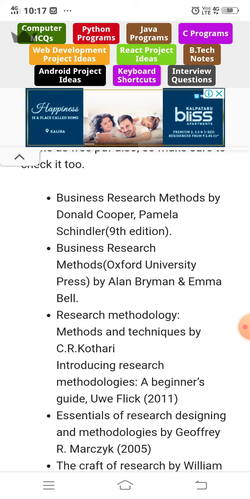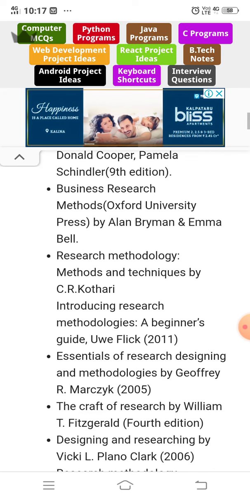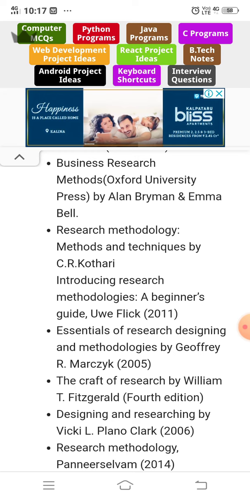The first is Business Research Methods by Donald Cooper and Pamela Schindler. Second is Business Research Methods by Alan Bryman and Emma Bell. Third is Research Methodology: Methods and Techniques by C.R. Kothari. Introducing Research Methodology: A Beginner's Guide.